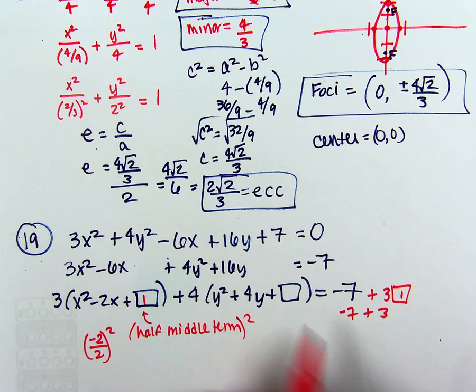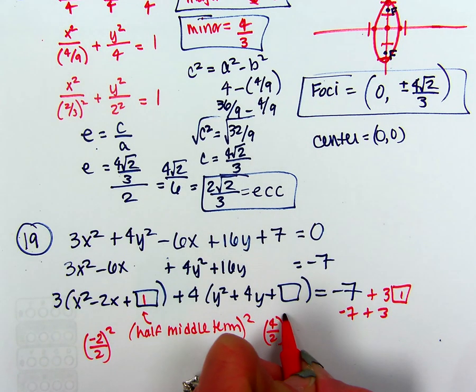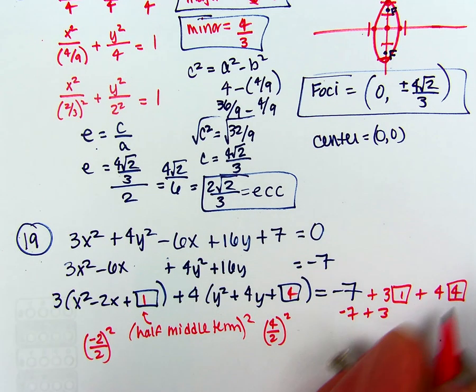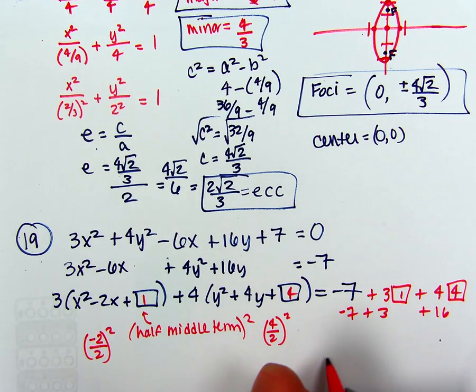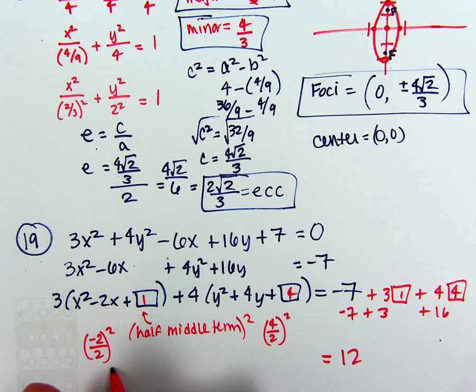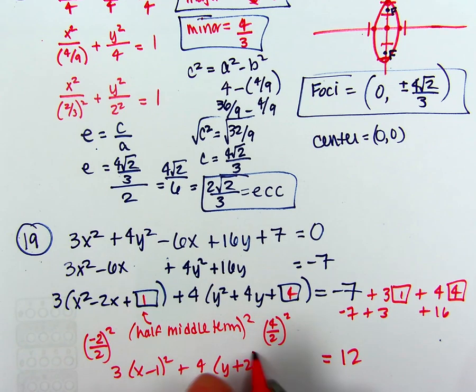Here I'm going to do half my middle term, so 4 over 2 is 2, squared is 4. So I need to add 4 times 4, which is 16. So negative 7 plus 3 is negative 4, plus 16 is 12. And then I'm going to factor this here. So factoring this, I get x minus 1 squared. Factoring the y's, I get y plus 2 squared.